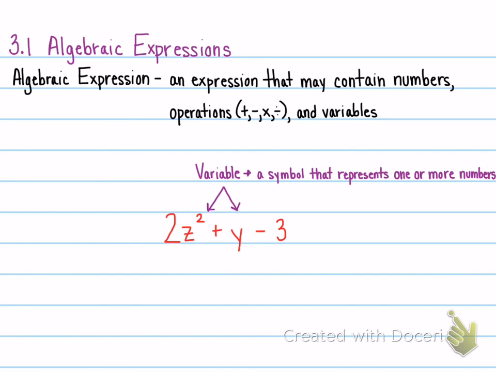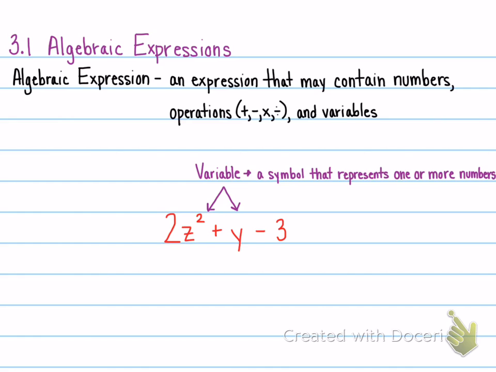A variable is a symbol that represents one or more numbers. So the z in this expression could equal 1, could equal 4. Within this expression, all the z's will equal the same thing. And then we have another variable, y, that would be a different number that it represents. In a completely different algebraic expression, z could equal something else and y could equal something else. It's an unknown number. It's called a variable because it changes, just like in science.